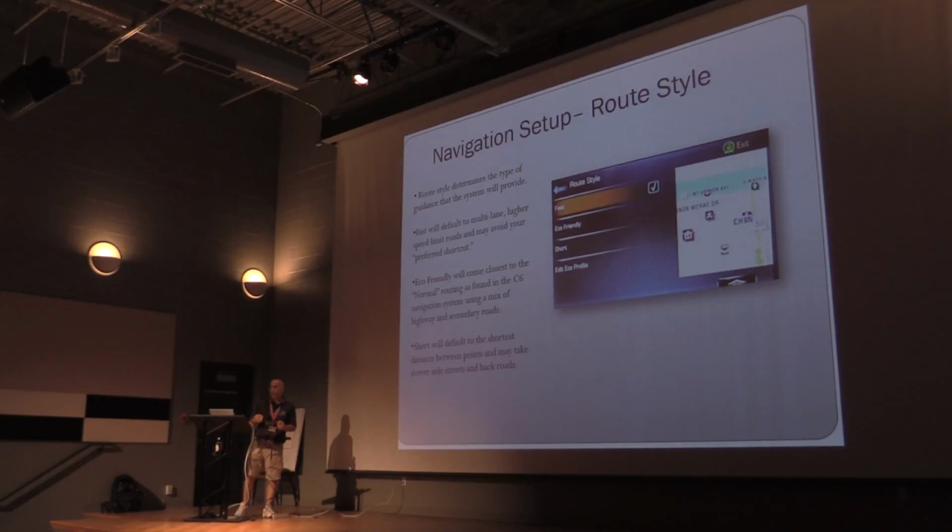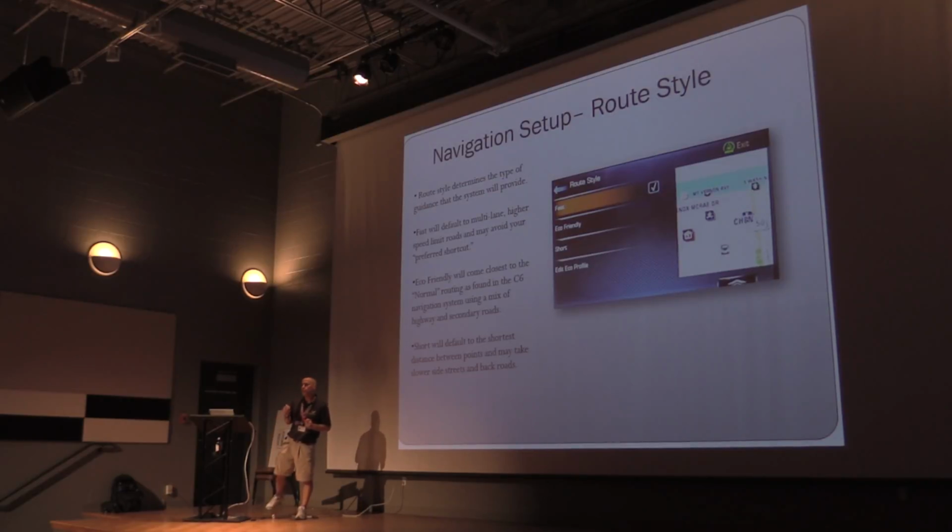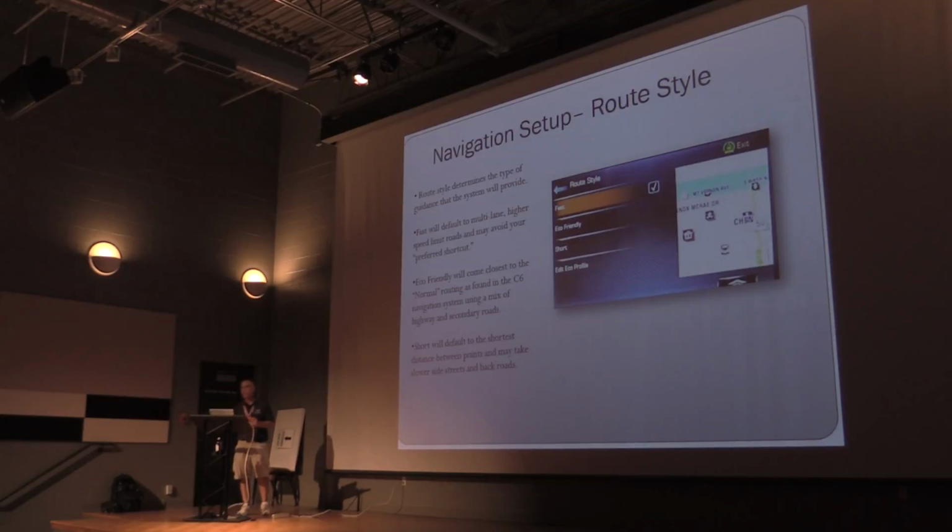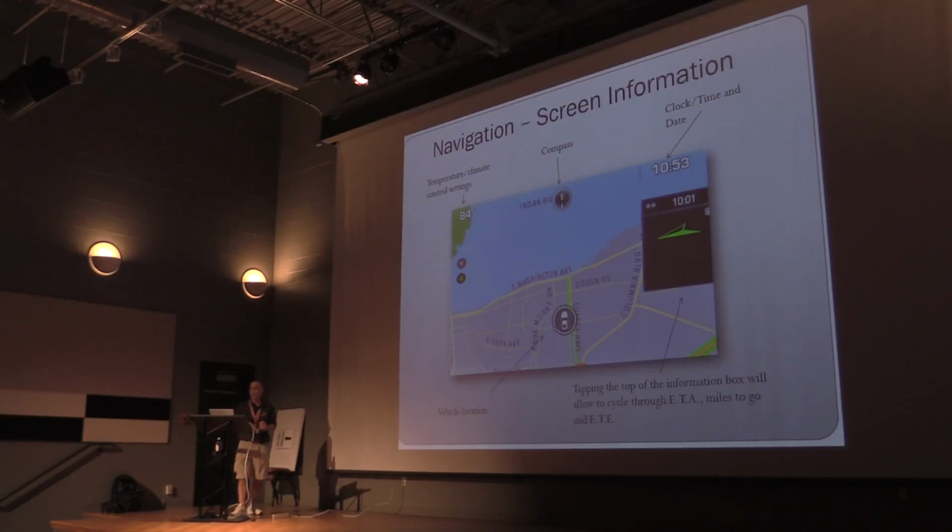And then last is short. Short will default to the shortest distance between 2 points. It might take a slower side street and a back road over a freeway. It might also take you through a part of town that you don't necessarily want to drive through in your Corvette. So keep that in mind if you're in an unfamiliar city, because it really is looking for the shortest way to get you from your point A to your point B.